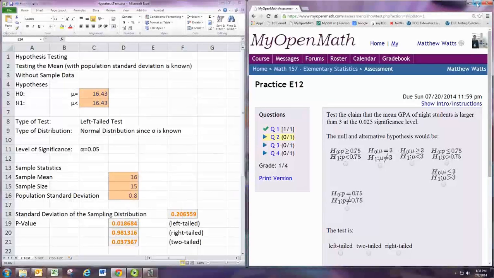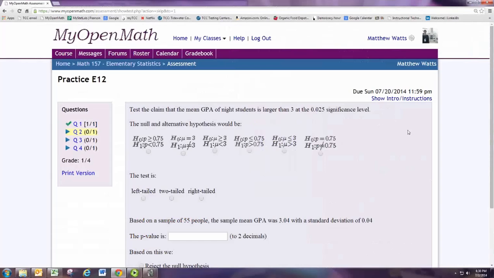In this video, we'll see how to do practice problem 2 from experience 12. Test the claim that the mean GPA of night students is larger than 3 at the 0.025 significance level. You can tell from the statement that we are testing the mean, so the Greek letter mu should show up in our hypotheses. This limits us to choices 2, 3, and 5.